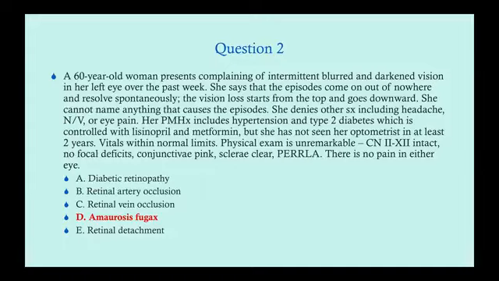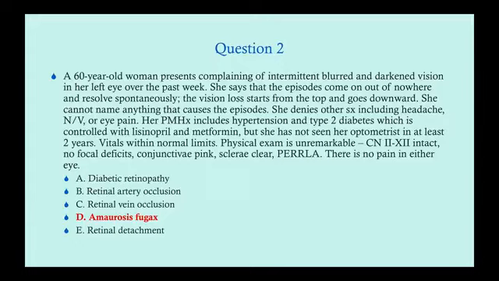So just the pattern of these episodes is not consistent with diabetic retinopathy, even though she's a diabetic, and even though she's being a bad girl and not seeing her optometrist as she should, once a year. This is not diabetic retinopathy. She may have some diabetic retinopathy, but that's not the cause of these episodes.